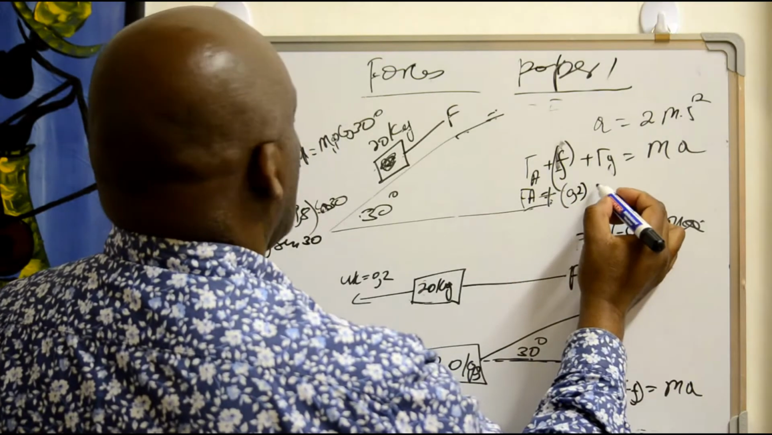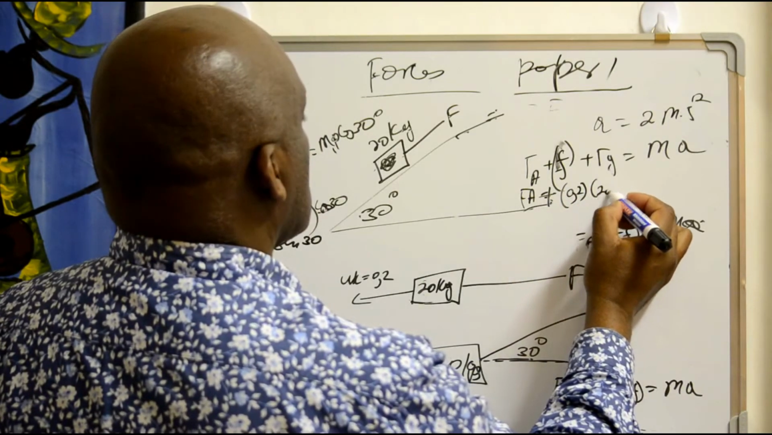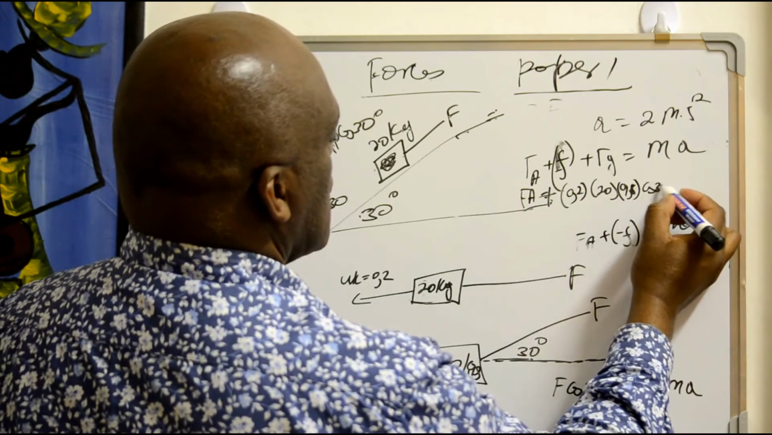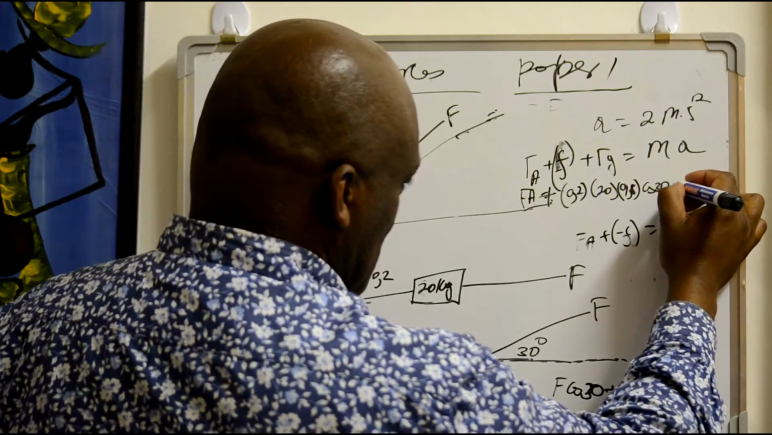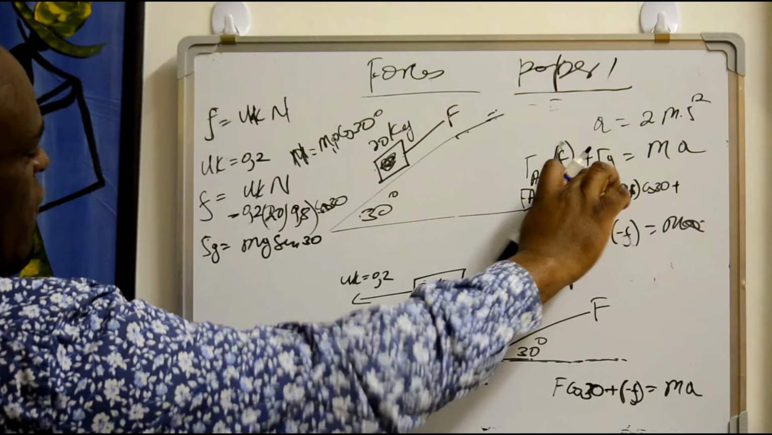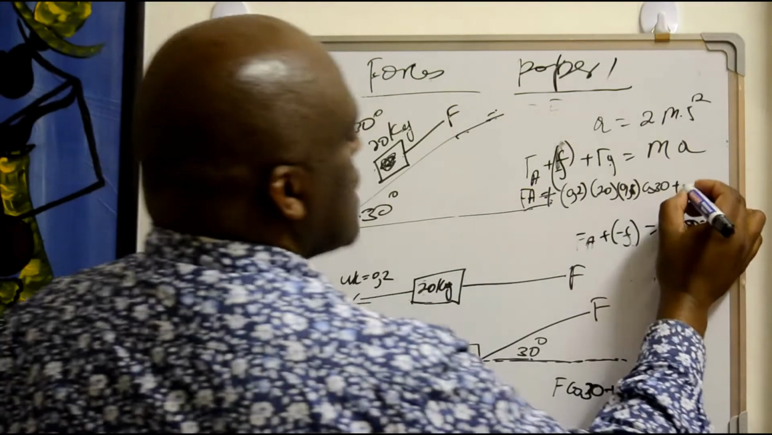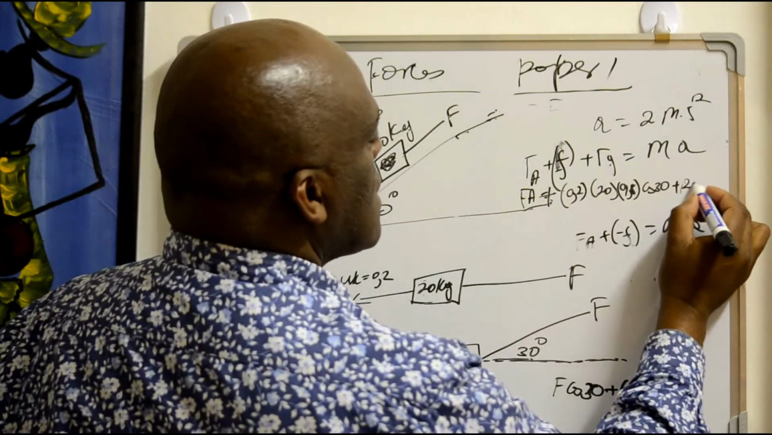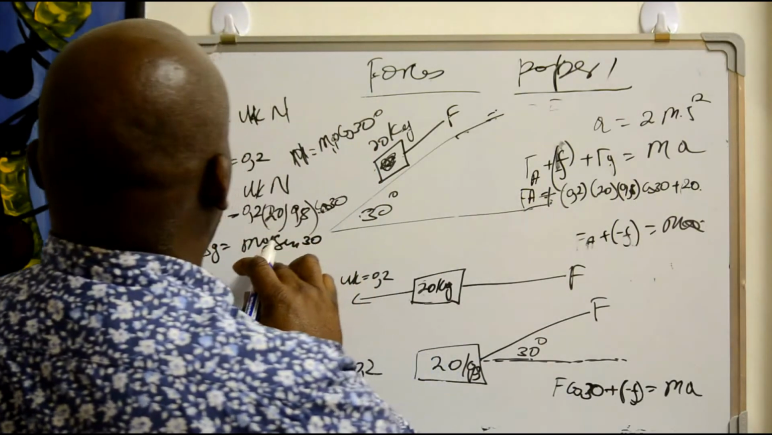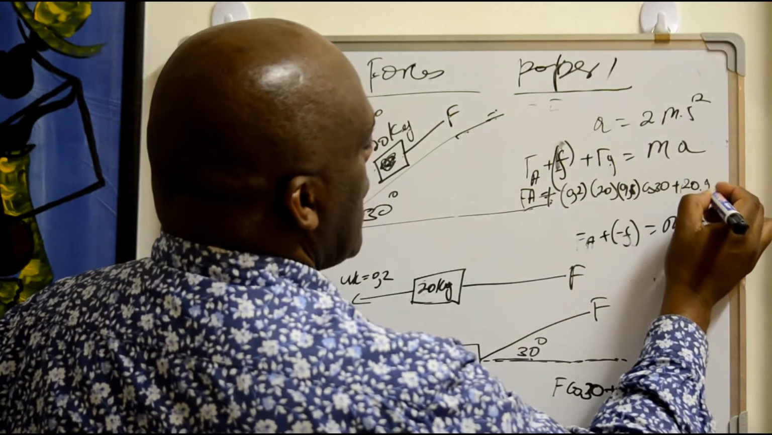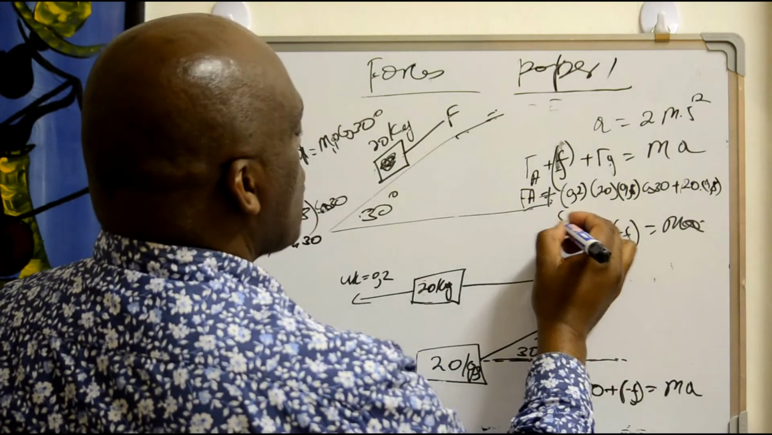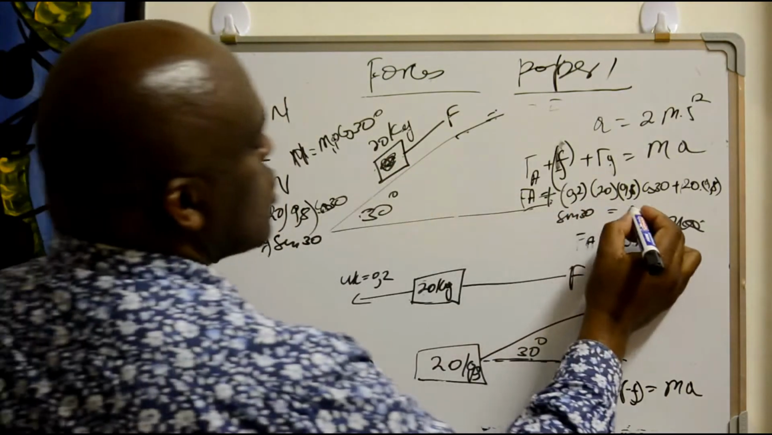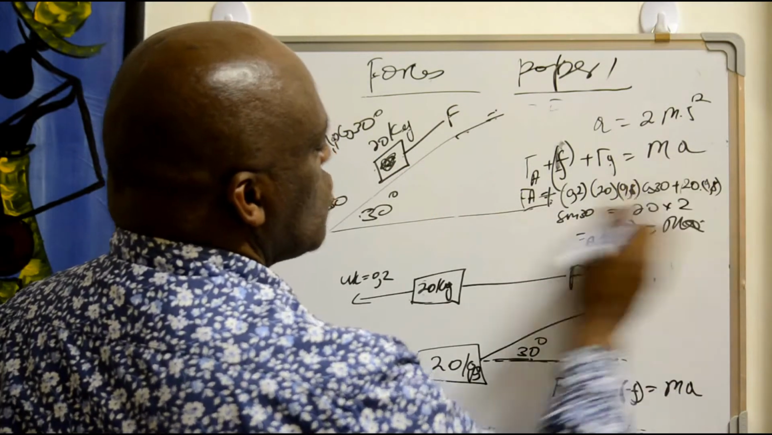0.2 times 20 times 9.8 times cos 30 degrees plus what is my force of gravity? It's mg sine 30. What is my mass? Is 20. What is my g? Is 9.8. Sine 30 degrees. That is equal to your mass, if my mass is 20, it is 20 times your acceleration, times 2. That's how you can calculate.